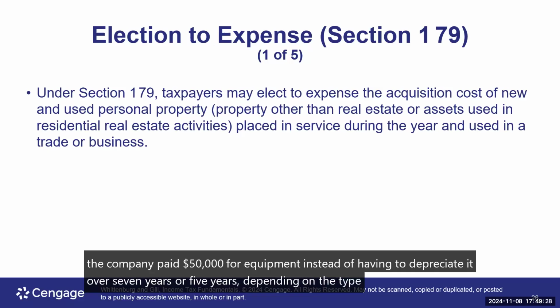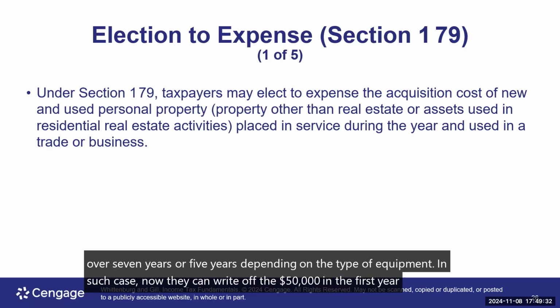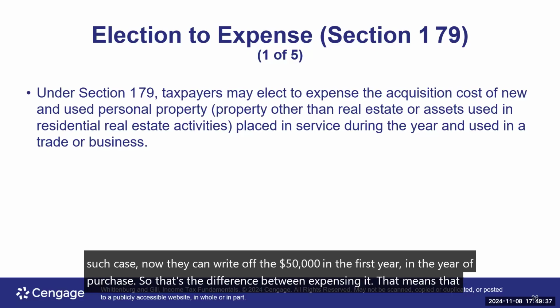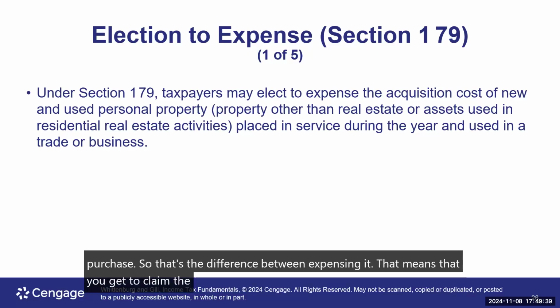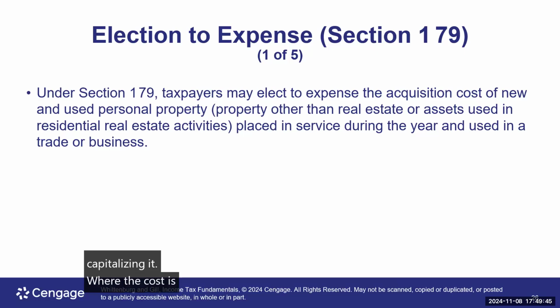In such case, now they can write off the $50,000 in the first year, in the year of purchase. So that's the difference between expensing it, which means that you get to claim the full amount of the cost in the year of purchase, versus capitalizing it, where the cost is allocated over the recovery period.